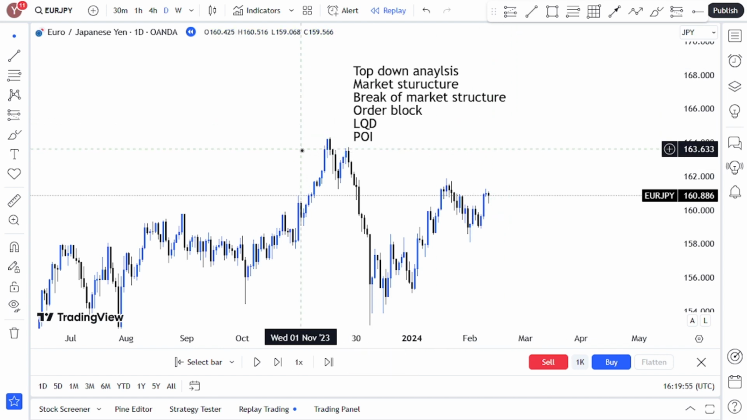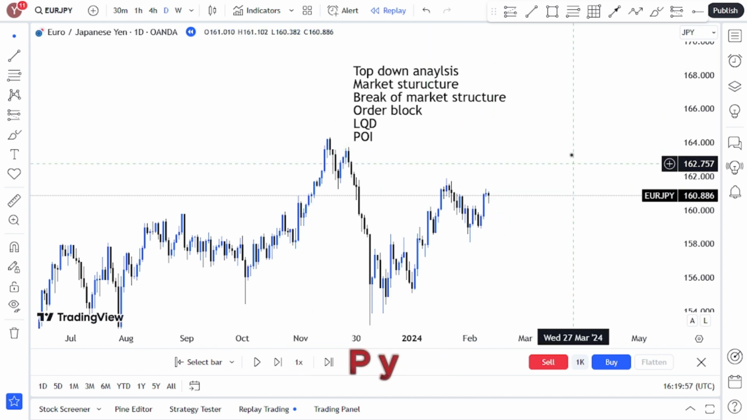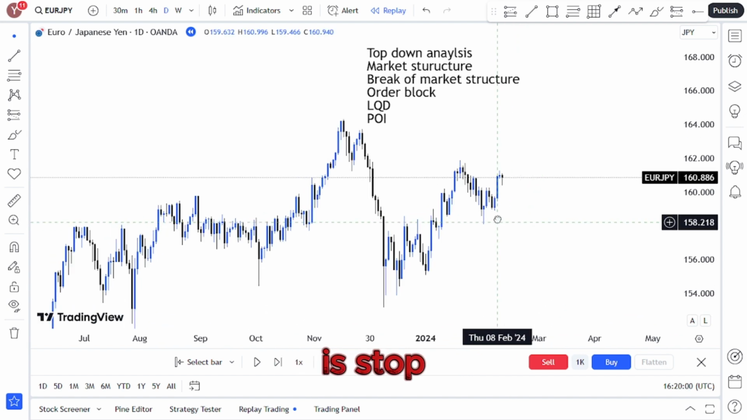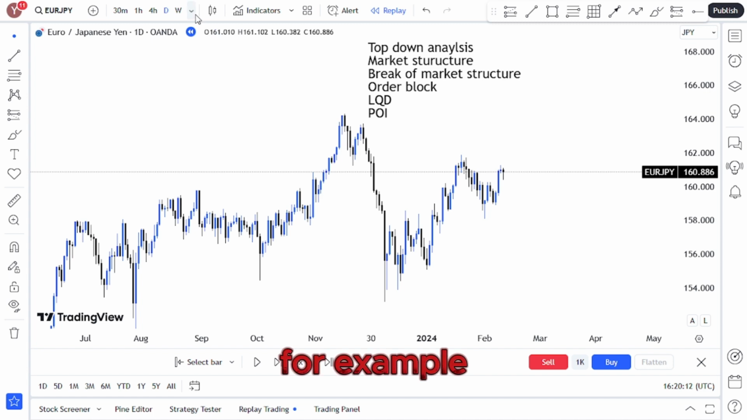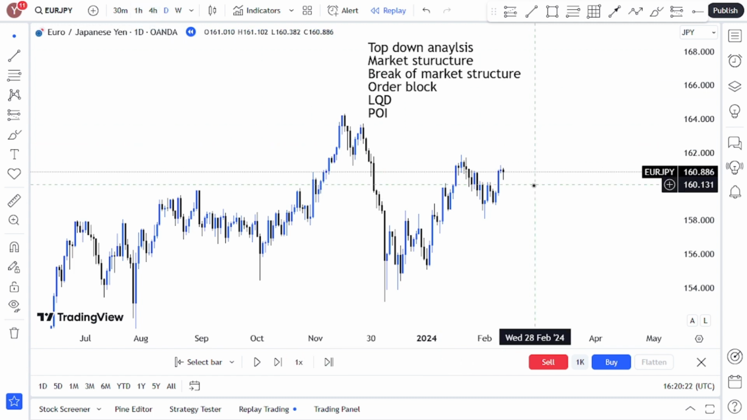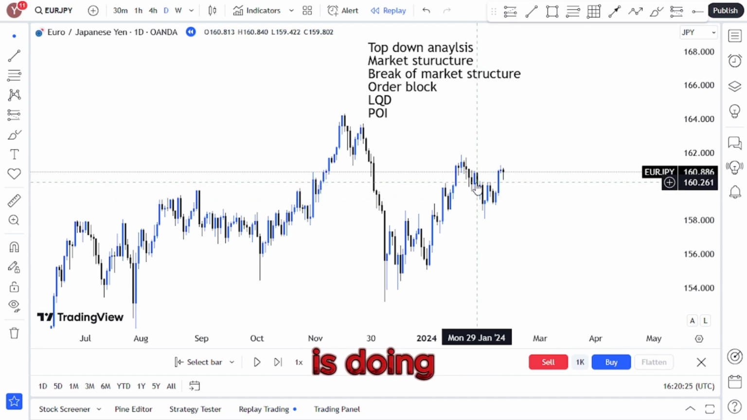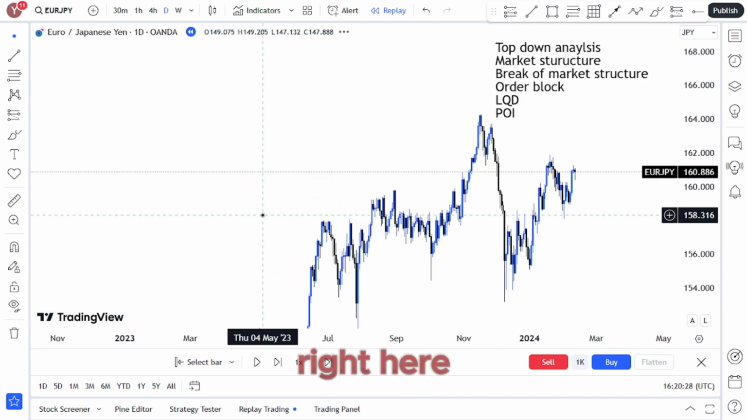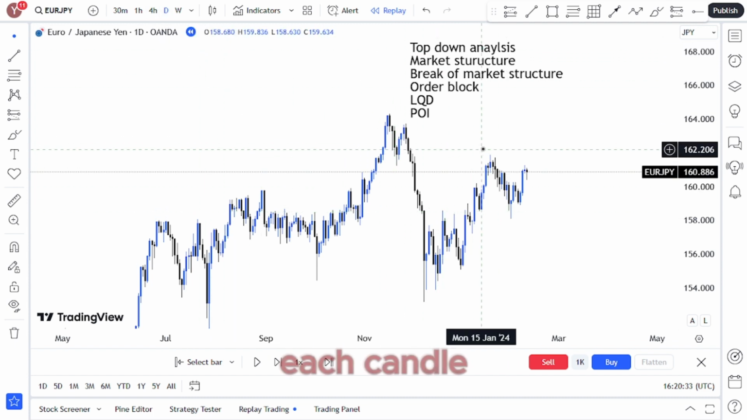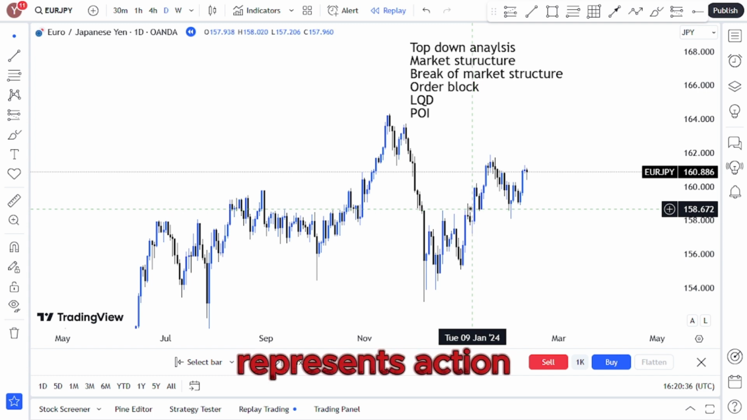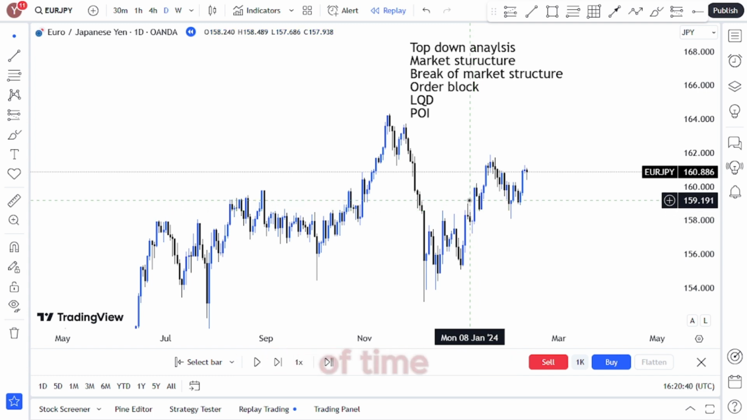So with that being said, we are on the daily time frame, EURJPY, on TradingView. So what is top-down analysis? Using time frames to understand what the market is doing is what we call top-down analysis. For example, this is a weekly time frame, this is a daily time frame. Here at the top corner of my screen, this is a 4-hour, 1-hour, and 30-minute time frame. All these time frames represent what the market is doing currently. On the daily time frame, each candlestick represents the action of one whole day. On the 4-hour time frame, each candlestick represents the action of 4 hours. This is the simplicity of time frames.